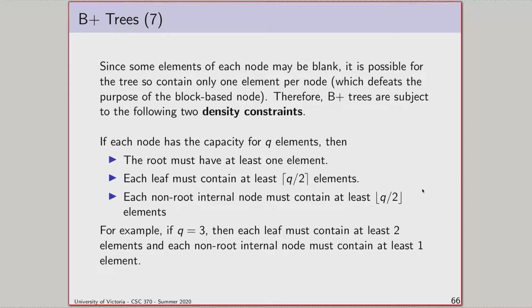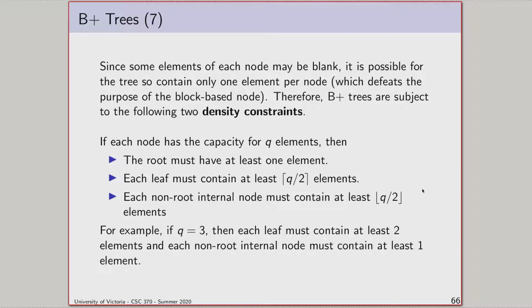We call these density constraints, which is if we're going to have multiple keys per node, we need to make sure that some of them at least are getting used. We don't want to have 1 key per node if we've got space for 100. And so the constraints are complicated because if we set constraints that are too strict, it's impossible to represent some trees. So the constraints are as follows.